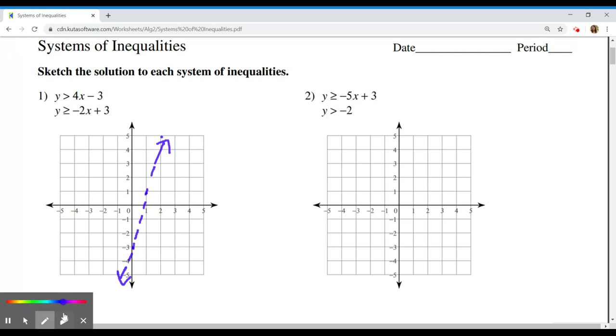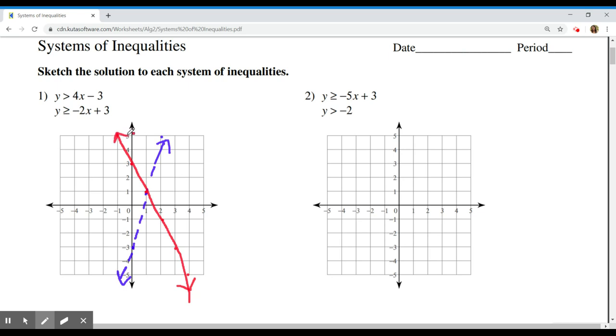I'm going to switch colors to show the other inequality. Since it's a system, we're graphing on the same coordinate plane. I'll start at positive 3 on the y-axis for my y-intercept. It's a negative slope, so I know I'm heading downhill. I'll drop 2, go over 1, drop 2, go over 1, and so on. Since it's greater than or equal to, I'll try my best to get a solid line for that boundary, arrows on the end.